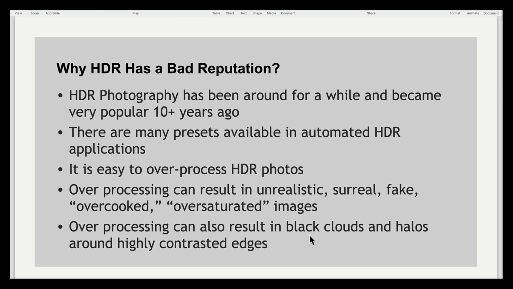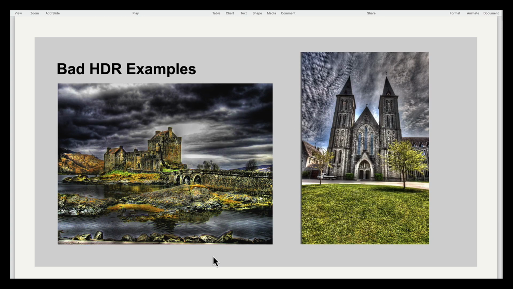Some other things that happen when you overprocess an HDR image, especially with a landscape image, it might turn the clouds black. And I'm going to show you some examples here. You might also get some halos around highly contrasted edges, which is also something you get if you really bump up the clarity slider. You can get something like this, these kind of unnatural halos around dark edges, or as I mentioned, these black shadows, or I'm sorry, black clouds, or just an overall unrealistic photo. Okay.